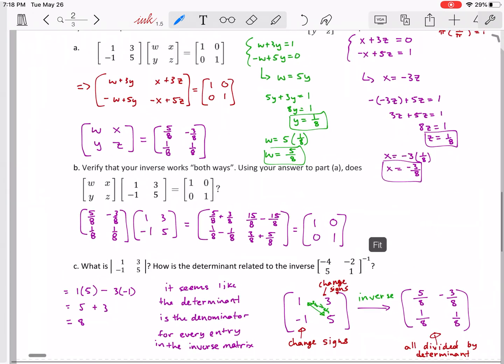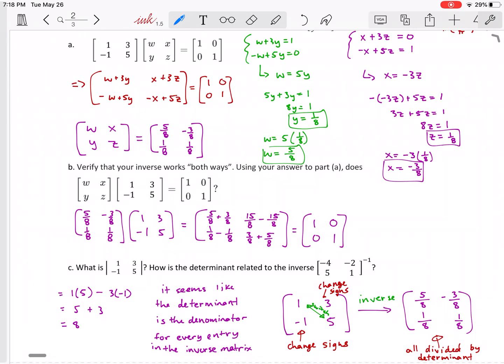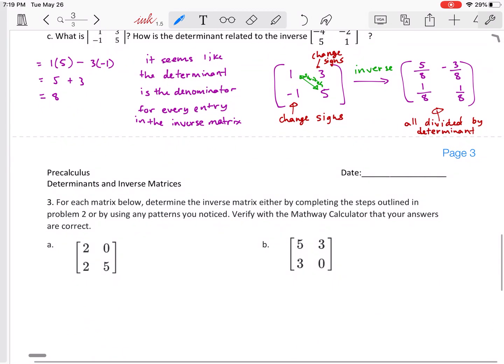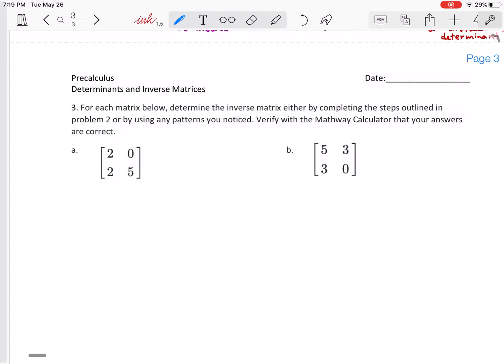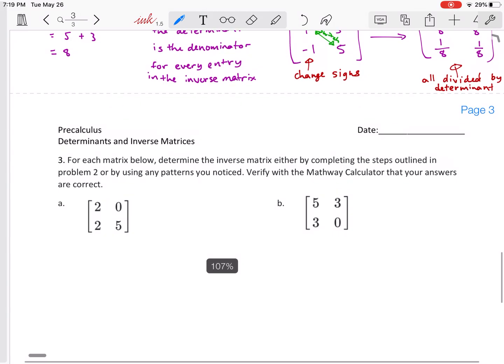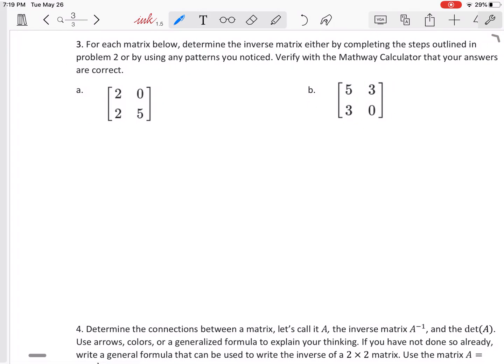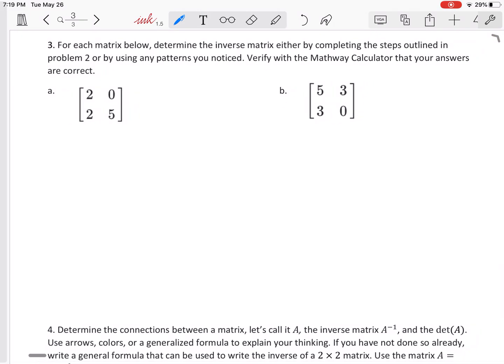We did all this work up here, but I don't want to do that again. Every time I need to come up with the inverse matrix, I have to sit here and set up 2 systems of equations and calculate that. Shoot me now. Don't want to do it. Let's just instead use these patterns. So for number 3, for each matrix, determine the inverse matrix either by completing the steps outlined in problem 2 or by using any patterns you notice. And you can verify this using Mathway. First though, give it a shot just using the patterns.